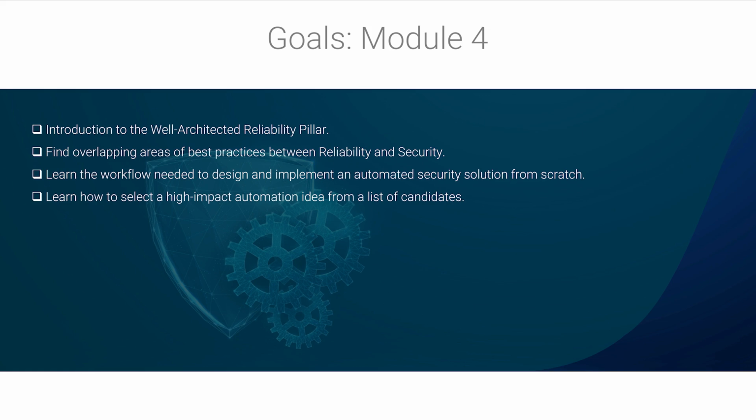Next, we're going to learn how to select a high-impact automation idea. What kinds of things do we need to evaluate? What kinds of things do we need to consider? And how do we pick the best thing to automate if we have a list of possible candidates?